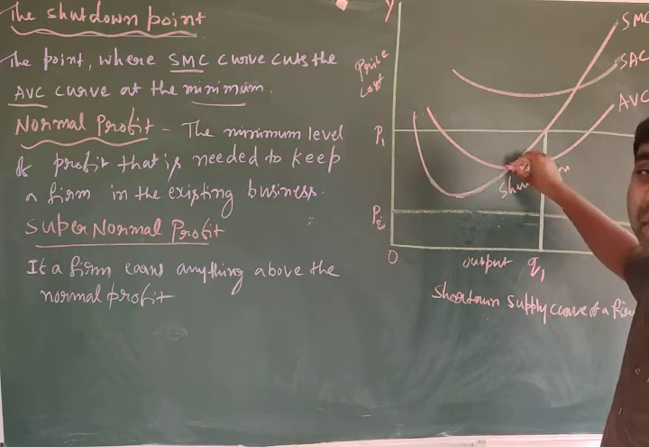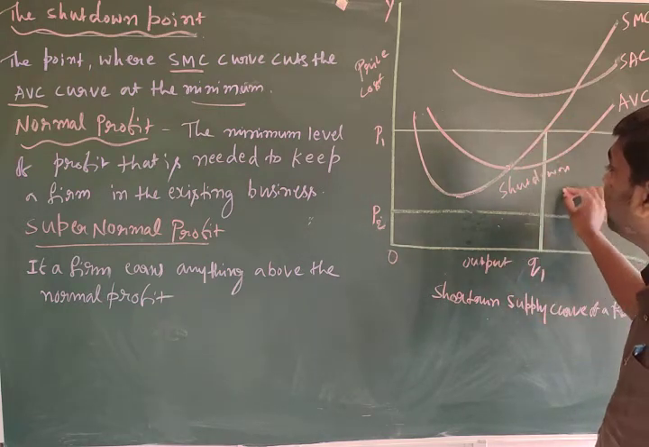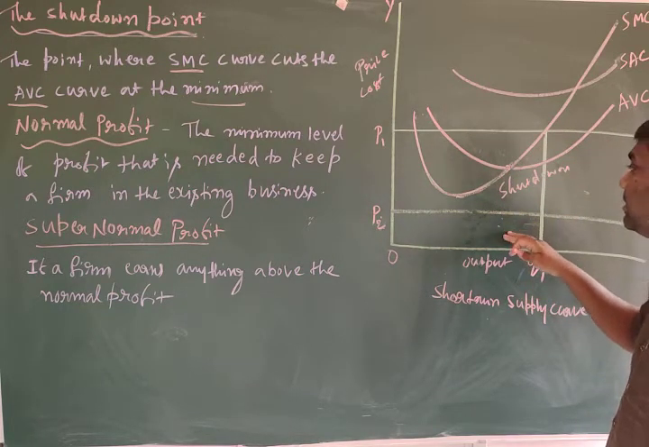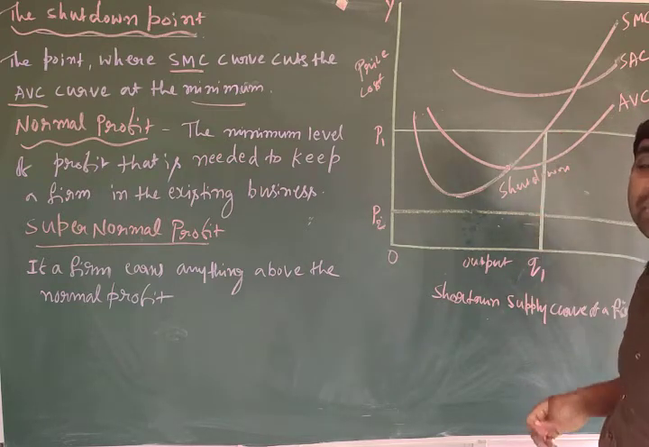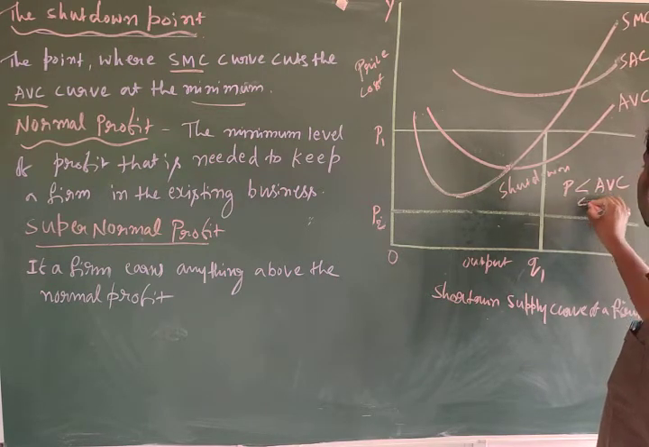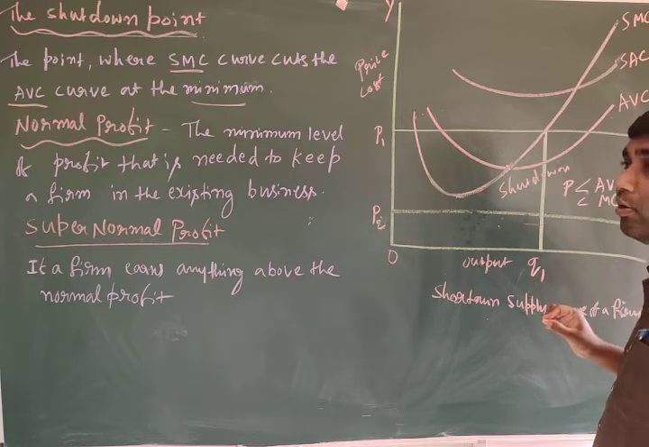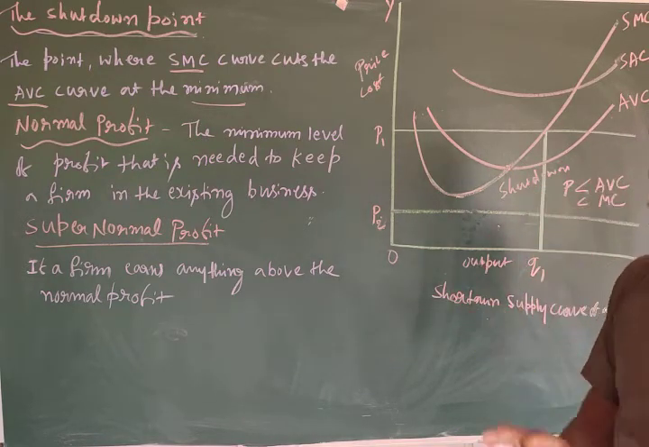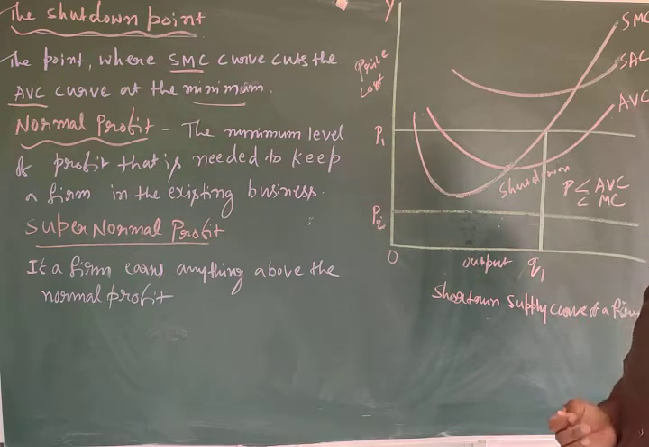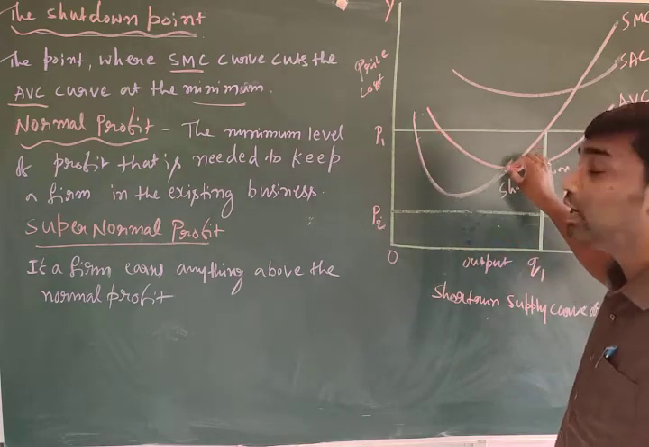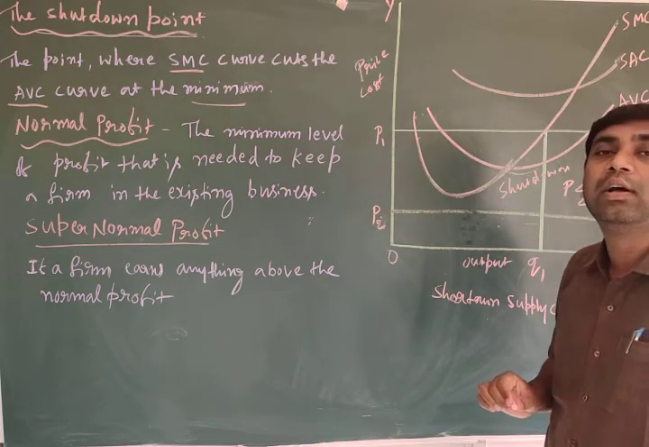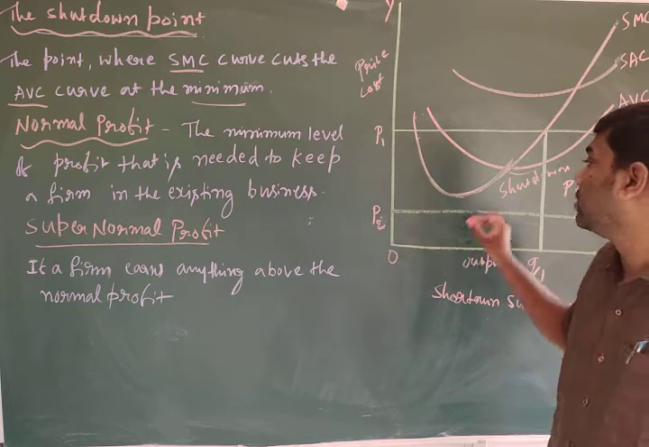After this point, if the firm continues the production, it will face a loss. Below this point the firm will get a loss. Why? Because the price is here, and the AVC and marginal cost are above the price. At that time the price is less than AVC or less than MC. So this is the shutdown point. What is the meaning of the shutdown point? The point where the SMC curve cuts the AVC curve at the point of minimum. That is called the short-run shutdown point, very important.